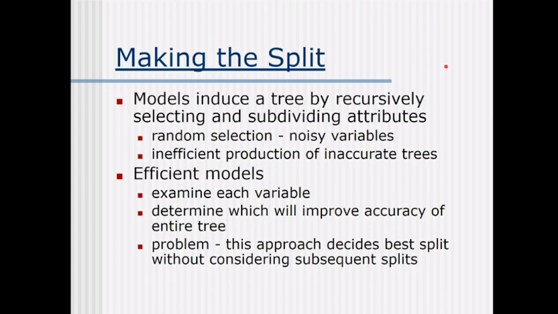Models induce a tree by recursively selecting and subdividing attributes. Random selection, noisy variables, inefficient production of inaccurate trees. Efficient models examine each variable and determine which will improve the accuracy of the entire tree. The problem with this approach is that it decides the best split without considering subsequent splits.